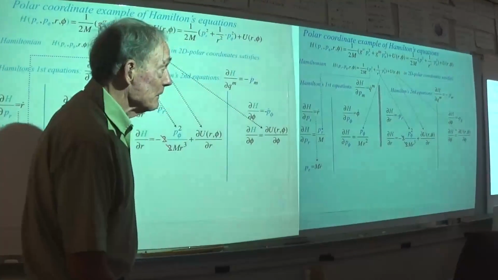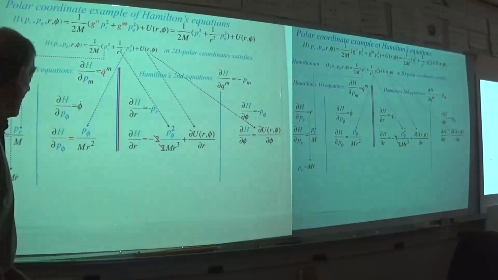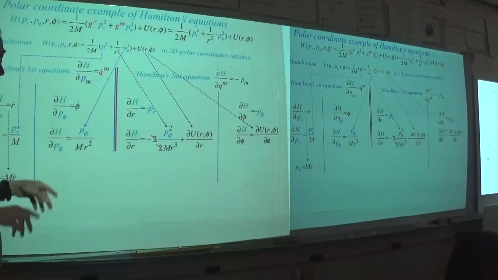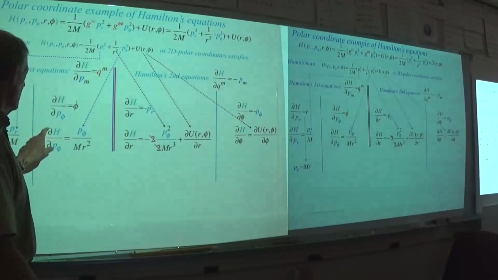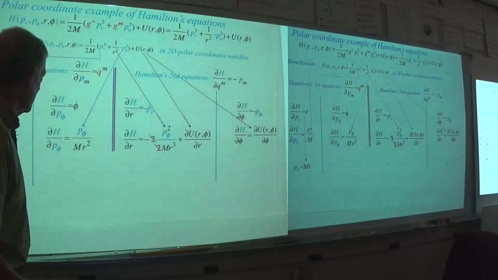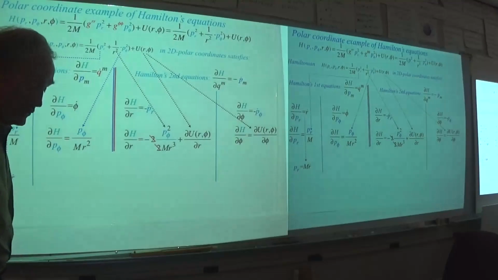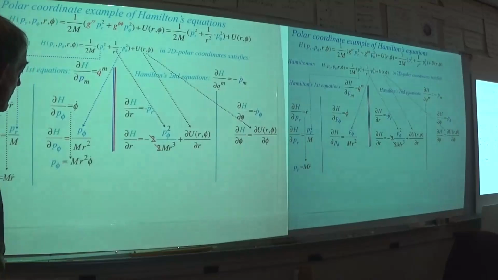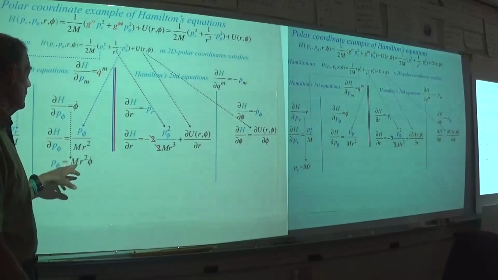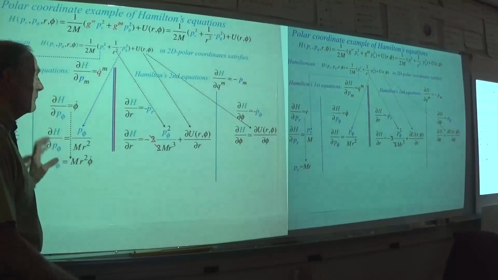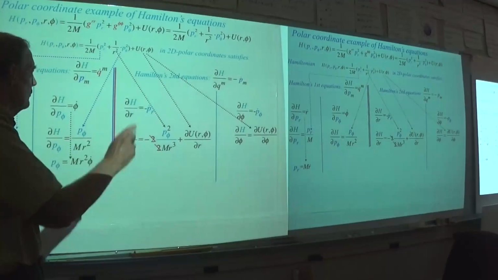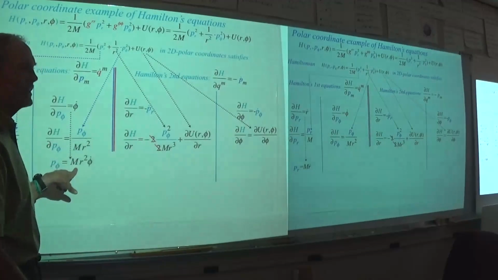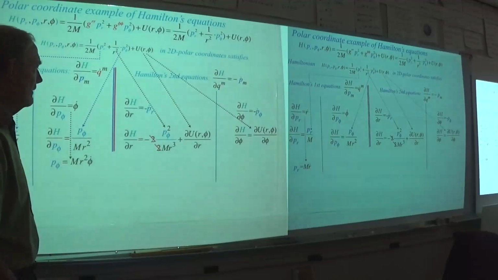Next step. The p_phi, where does that come in? Well, partial H with respect to p_phi is phi dot, so that gives me this little guy right here. So we get p_phi equal m r squared phi dot. That was a big accomplishment. We got it in one step down there, and took a couple of steps to get it here.